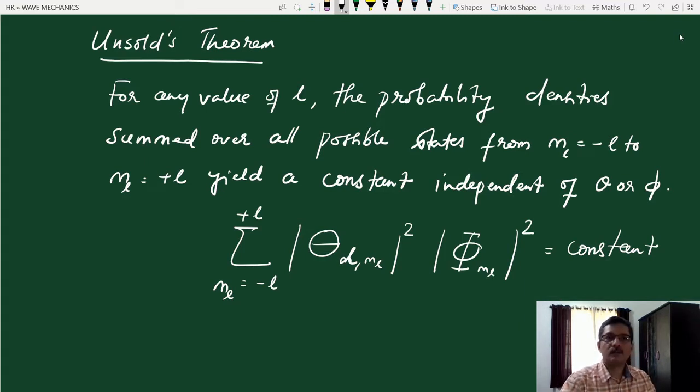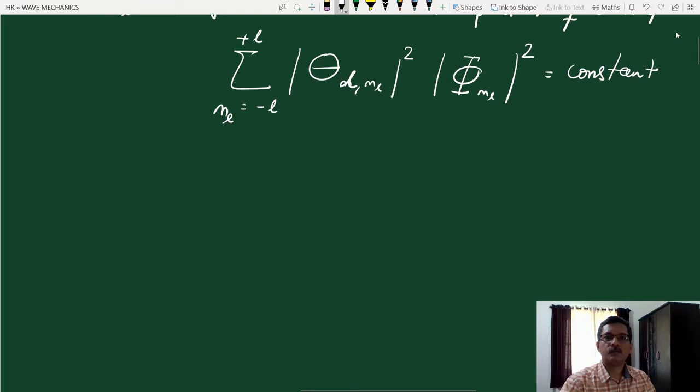So this is the Unsold theorem, and further we can say that any closed subshell of an atom, where closed subshell means all possible ml states are completely filled, or ion, has a spherically symmetric distribution of electric charge. Why do we say spherically symmetric? If we sum over all possible ml states for a given L, that means all possible ml states are completely filled, then the summation over probability densities equals a constant. It means that it is independent of theta and phi.